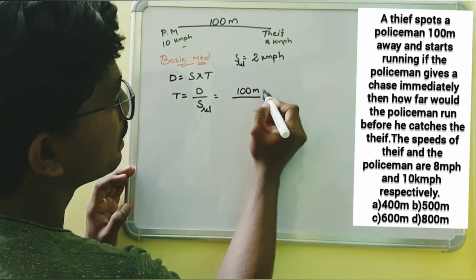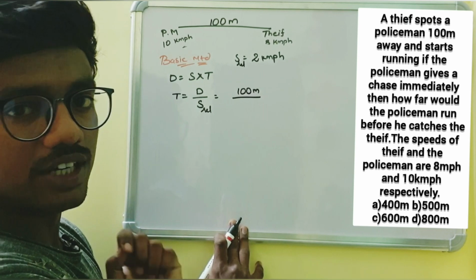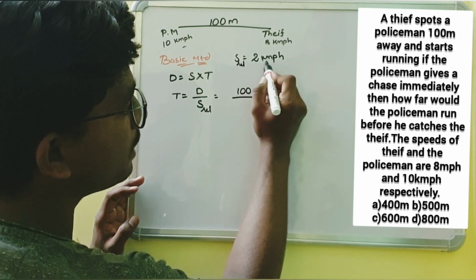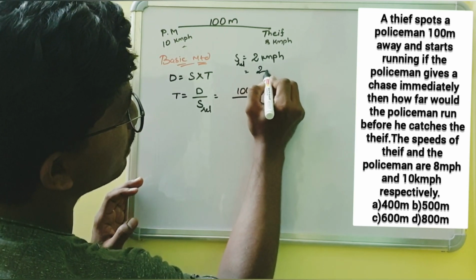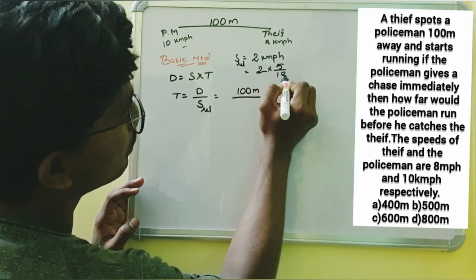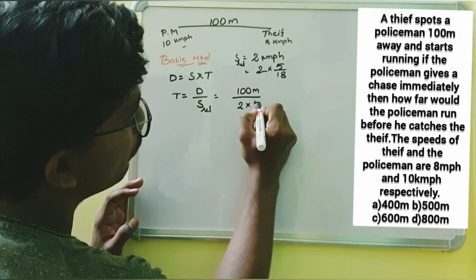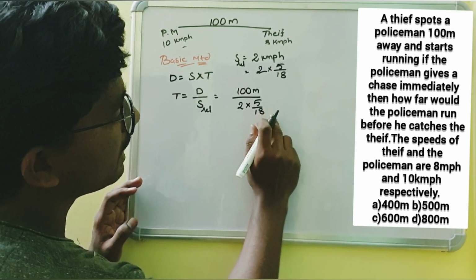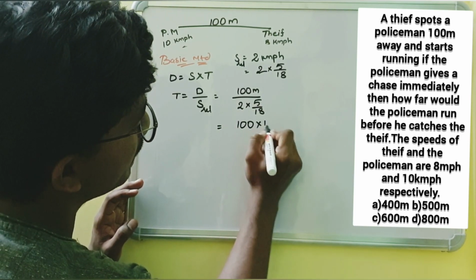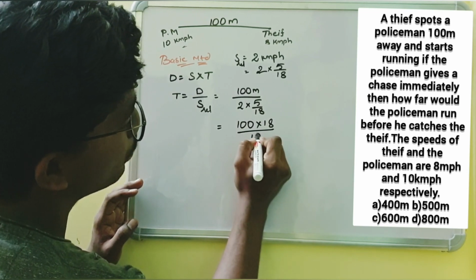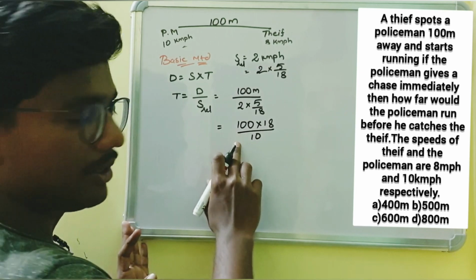Here the distance is given in meters and in the options the distance is given in meters, so we have to convert kilometers per hour to meters per second. For that I am multiplying it by 5 by 18. So the relative speed is 2 into 5 by 18. By taking this 18 to the numerator side, we get 100 into 18 by 10, since 2 into 5 is 10. So now we have obtained the time.